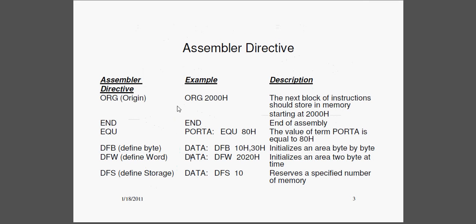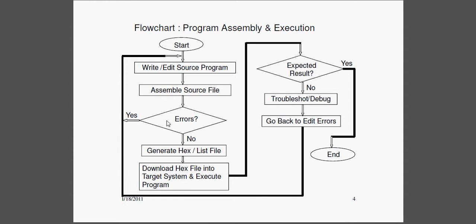Then it checks whether there is an error or not. If there is an error, you have to go through your code and find the error. If there is no error, the assembler or the compiler will generate the hex file for you, where the hex file is the file that you are going to download onto the 8085 hardware. This is the file that can be understood and executed by the 8085.